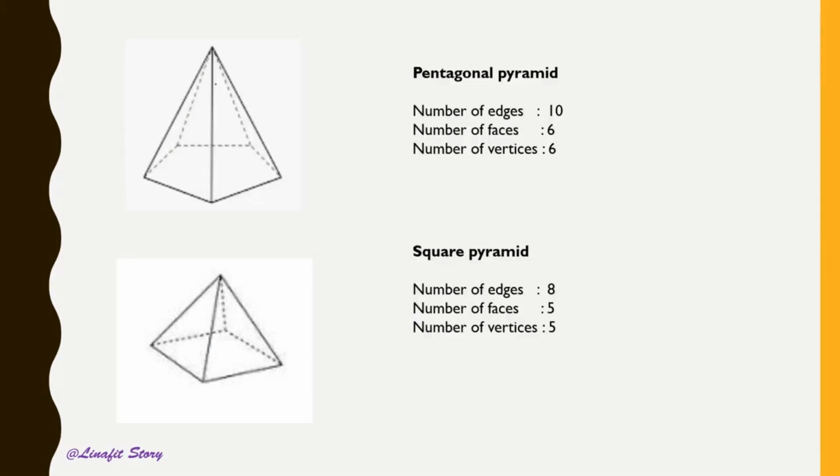A pentagonal pyramid has a base in the shape of a pentagon and triangle faces formed at the sides of the base. So in the pentagonal pyramid, there are 10 edges, 6 faces, and 6 vertices. While a square pyramid has 8 edges, 5 faces, and 5 vertices.